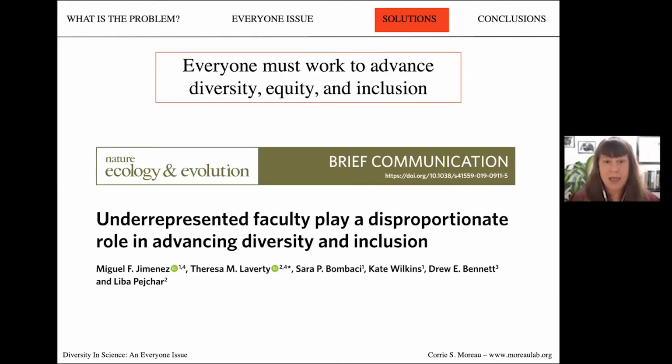Now, one thing that we are seeing is that because these issues of diversity, equity, and inclusion are coming to the forefront, people are recognizing that we have to actively work to overcome them. But unfortunately, what we're seeing is that underrepresented faculty are playing a disproportionate role in advancing diversity and inclusion initiatives. And so white males need to be involved in these programs.